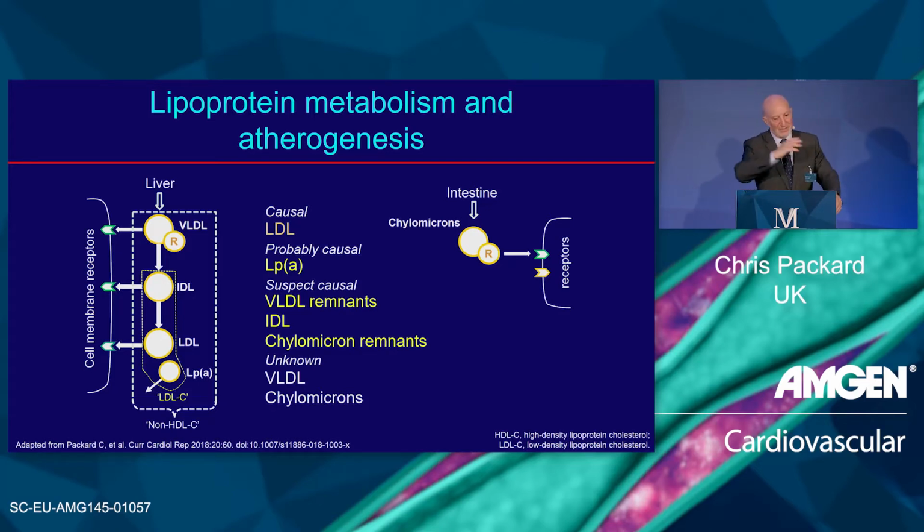Lp(a) is pretty much probably causal, but we don't have a specific trial that lowers only Lp(a) and lowers disease as yet. That will come with some of the new agents that we have. I've put suspect causal for VLDL remnants, IDL, and chylomicron remnants because we've got a strong case against them. Unknown, and I'll explain this a little bit, are the largest VLDL that are triglyceride-rich, newly produced from the liver, not remnants, and chylomicrons that are newly produced, full of triglyceride, but not yet full of cholesterol. They have to get that during the circulation.